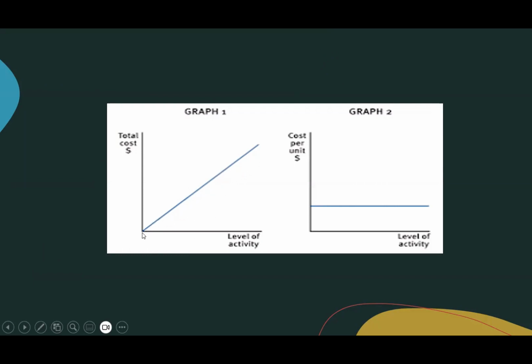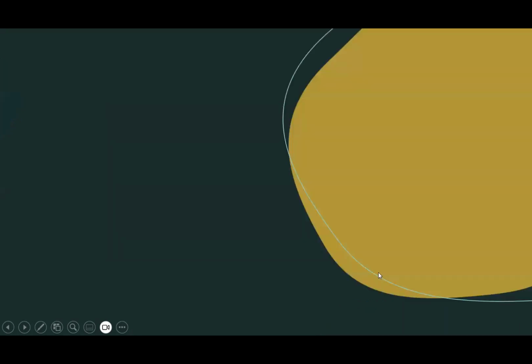You see, if the level of activity was zero, then the cost was also zero. But the more units you make, the cost will keep on increasing. So that's graphically how you represent total variable cost. But if you look at the second graph on the right side, you see that the graph is a constant line. So no matter what the level of activity is, the variable cost per unit will remain fixed. As I gave you 16 per unit, for example, it will remain 16 per unit for the entire range of the level of activity.